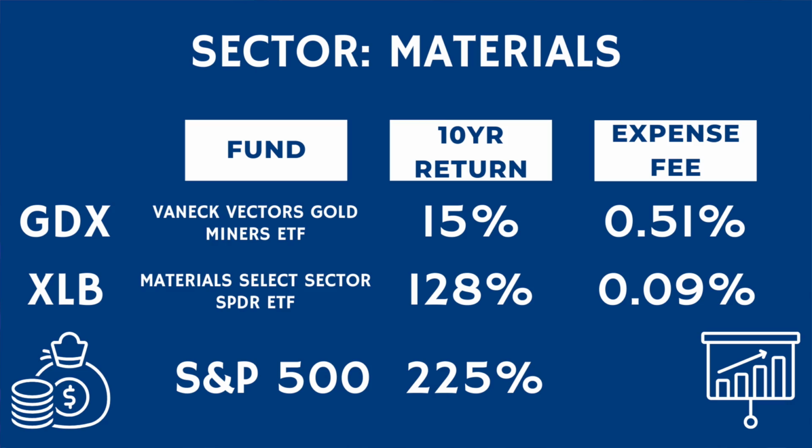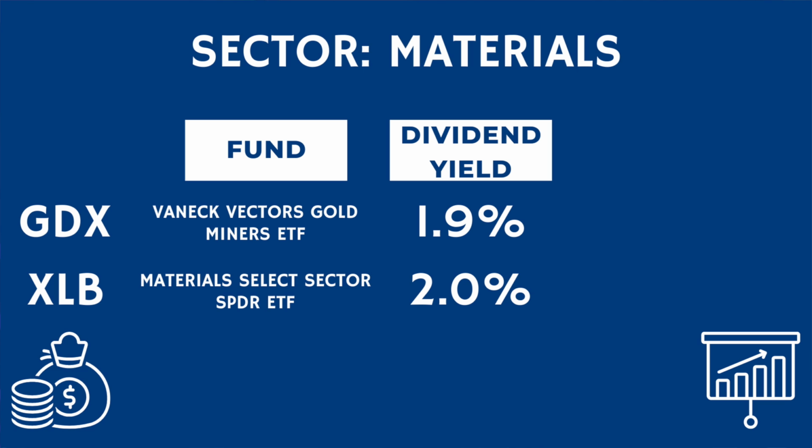In terms of expense fee, GDX has an expense fee of 0.51%, so rather high on my scale there. XLB, on the other hand, just 0.09%. Both of these ETFs also produce a little dividend, with GDX providing 1.9% yield, XLB at 2%.